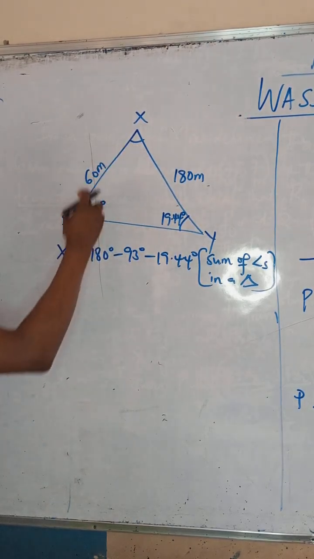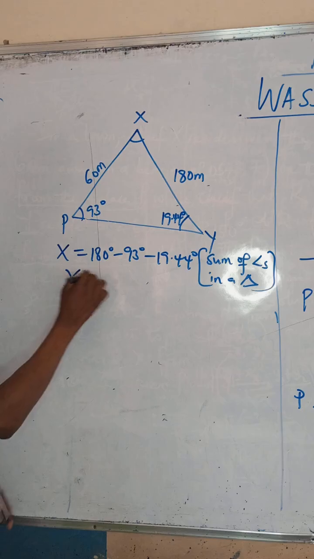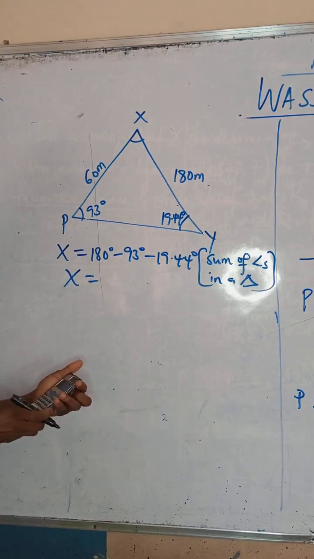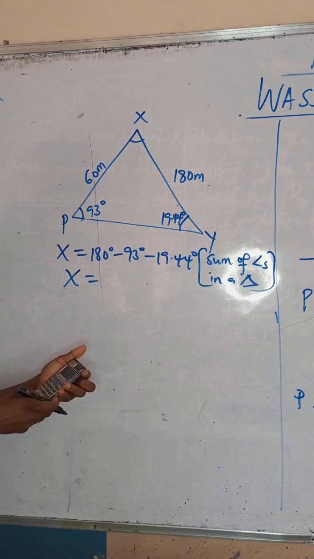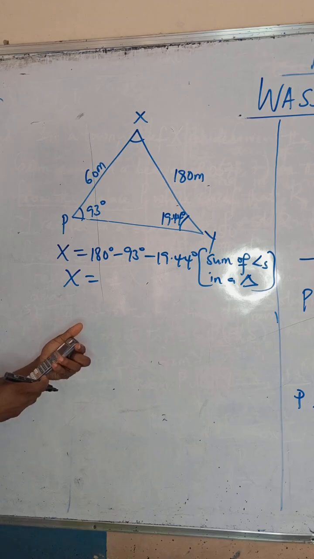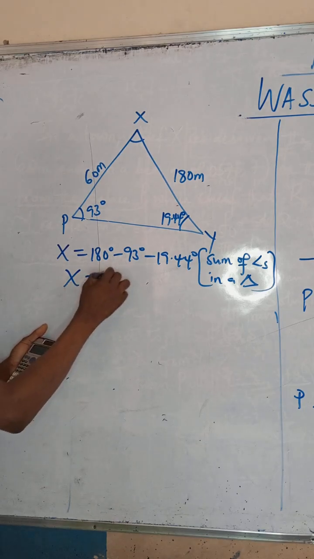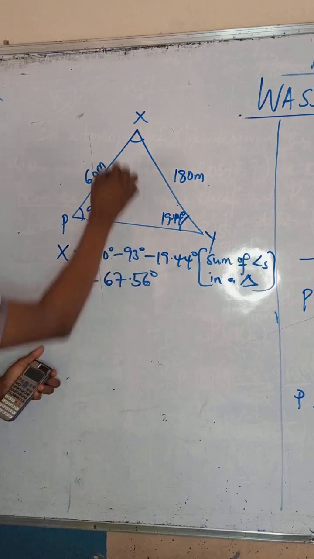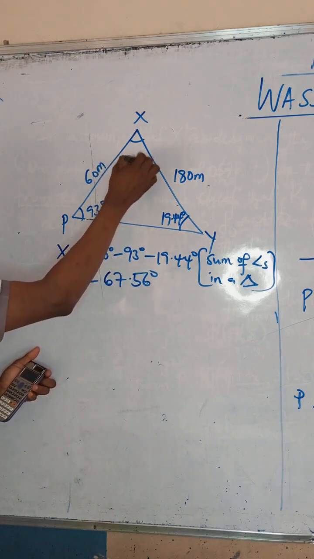So if I want to get this, I'll subtract these 2 from 180. So what would that give us? That would be 180 minus 93 minus 19.44. So that gives 67.56 degrees. So this is 67.56 degrees.